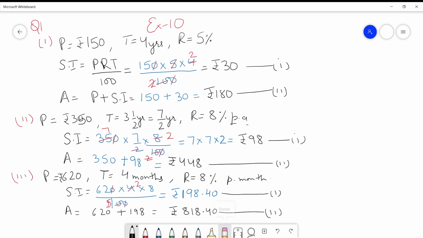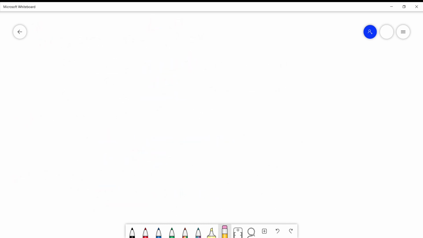So till now, everything is clear to you. So move to the next page. We are at the fourth sum, question number 1 only. Here we got that the principal is rupees 3380 and the time is given to us in months, 30 months.